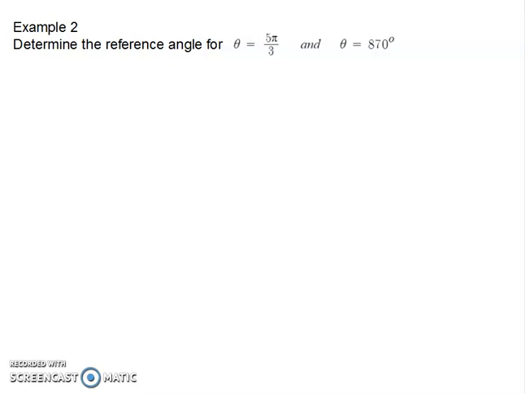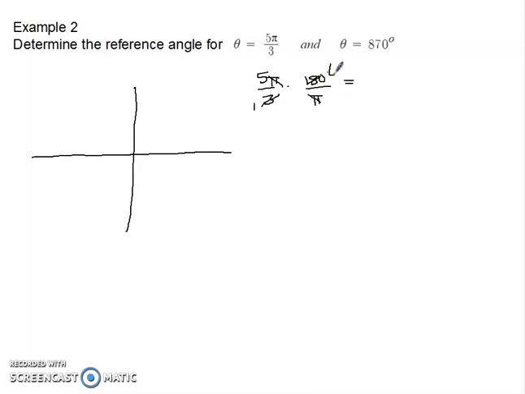So determine the reference angle for each of these two angles. I've got theta being 5 pi over 3. So I'll go ahead and plot this out. It might be easiest to turn this into degrees so that we have an idea of which quadrant it's in. So 5 pi over 3 multiplying by 180 degrees over pi. My pi's reduce, my 180 and my 3 reduce to 60 degrees and 1. 5 times 60 is going to be 300, and my denominator is just 1.